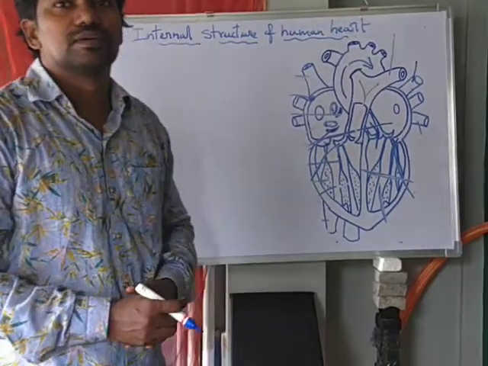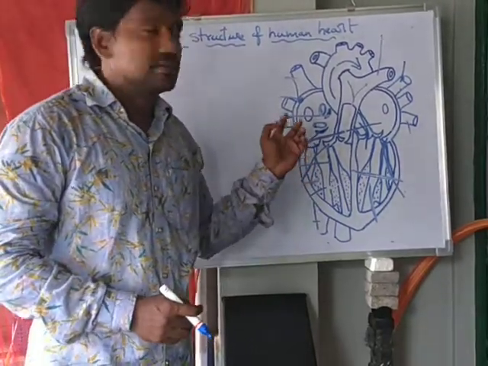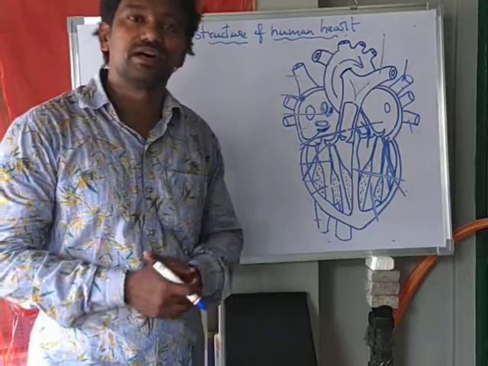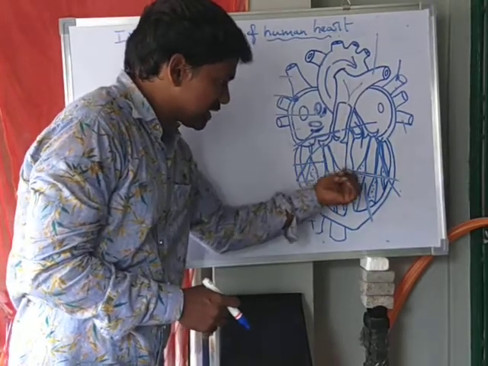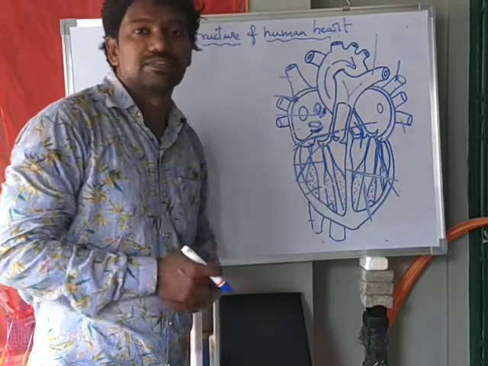Okay, so continuing the internal structure of the human heart. This is the right ventricle and this one is the left ventricle.